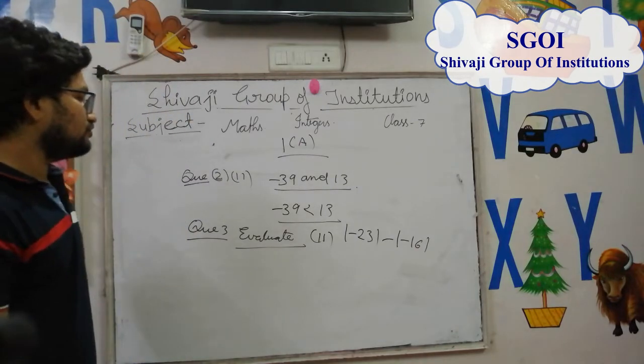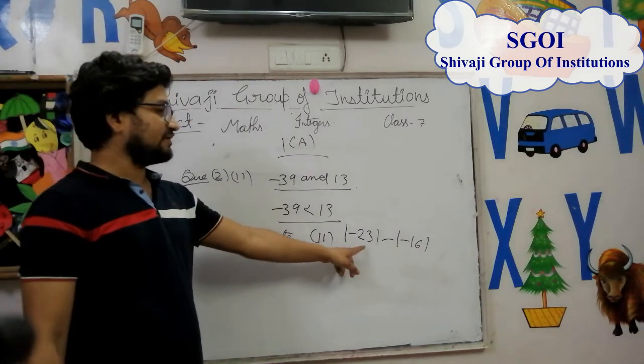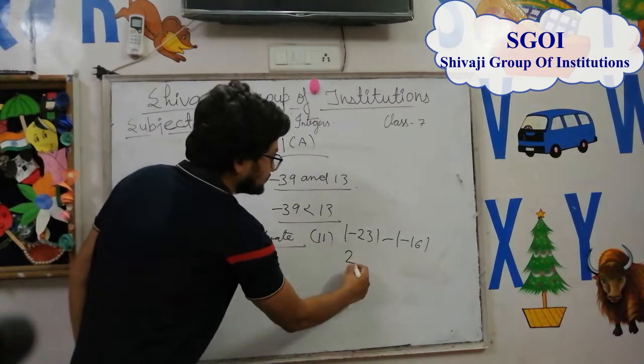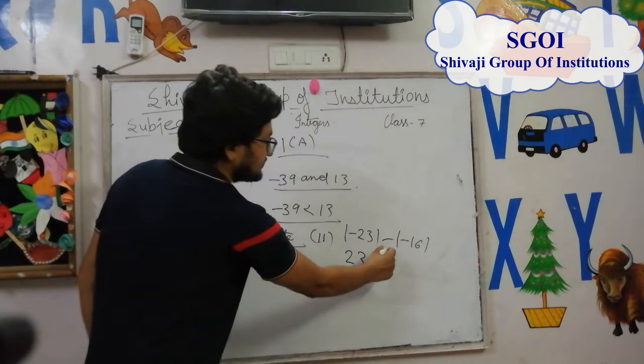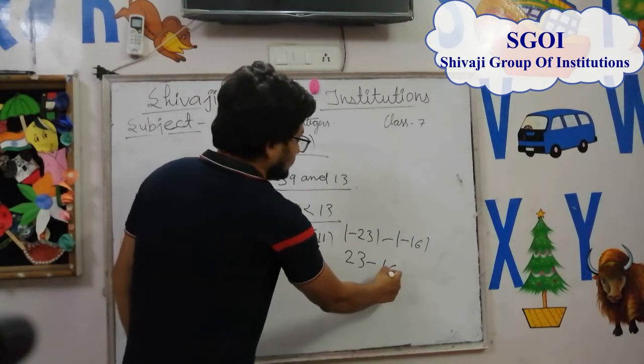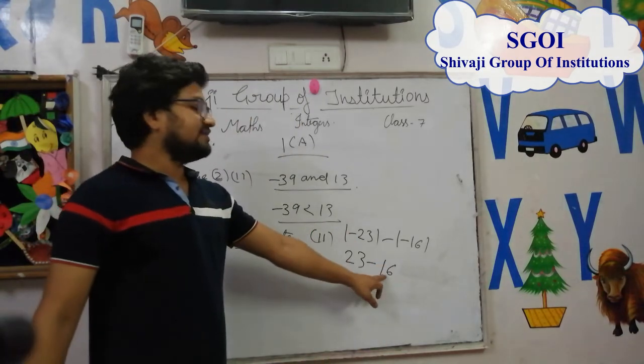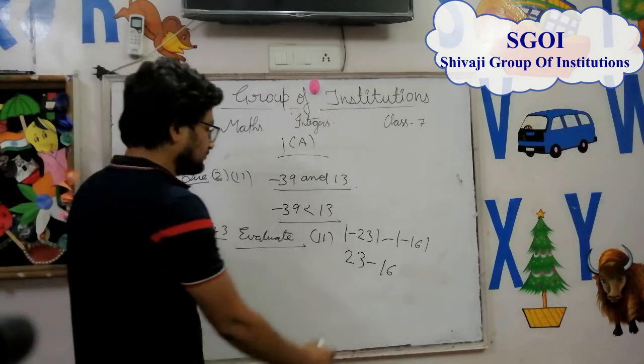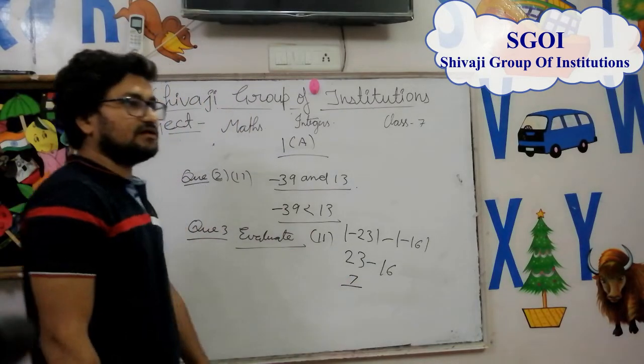As I have already told you the concept of absolute values, this minus 23 will be converted to plus 23, then the minus sign in between, and this minus 16 will be converted into plus 16. That means it will be 23 minus 16, and 23 minus 16 is 7. So 7 will be the answer.